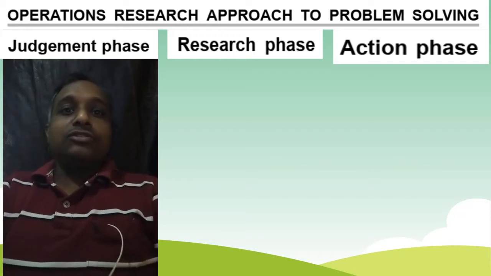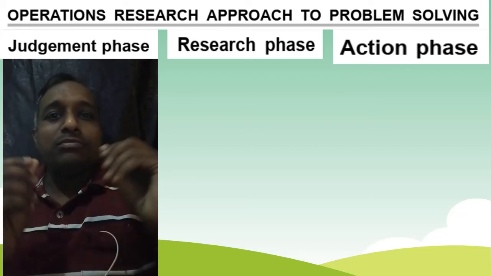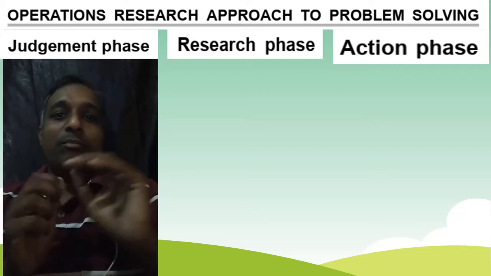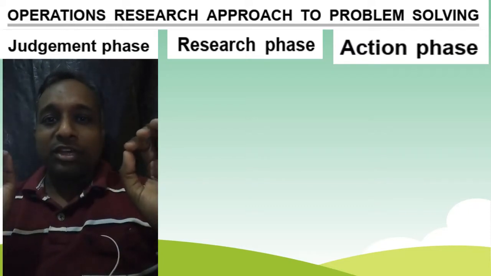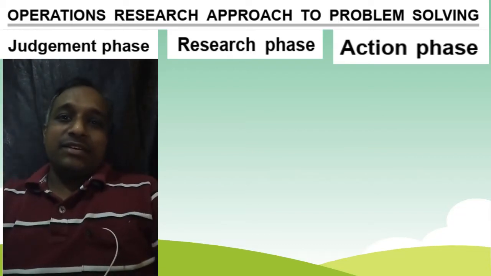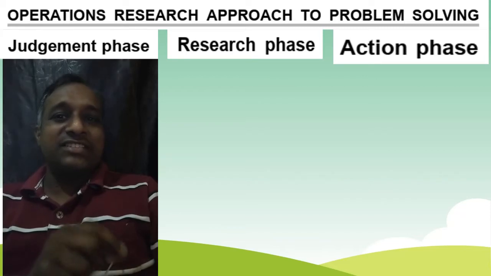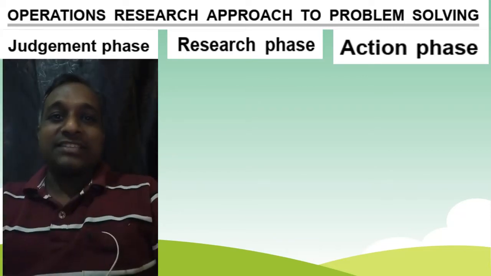Hello friends, the most important feature of operation research is the use of scientific method and building a decision model. The operation research approach to problem solving is based on three phases. The first phase is judgmental phase, second phase is research phase, and third phase is action phase.